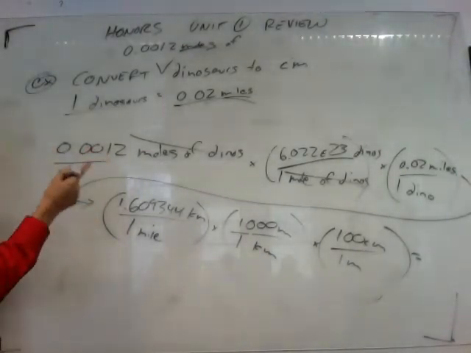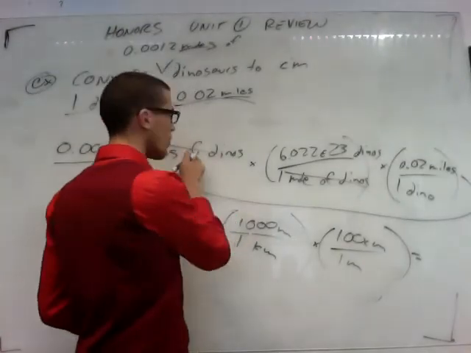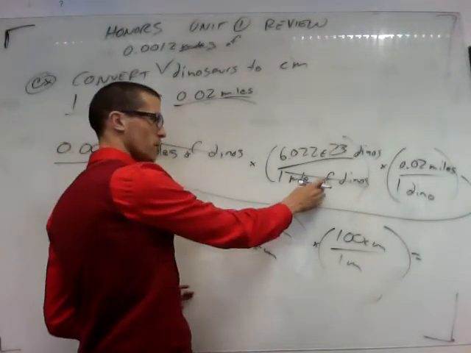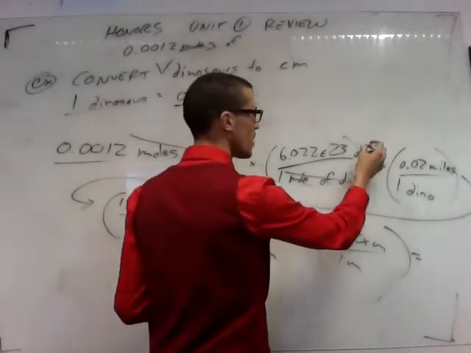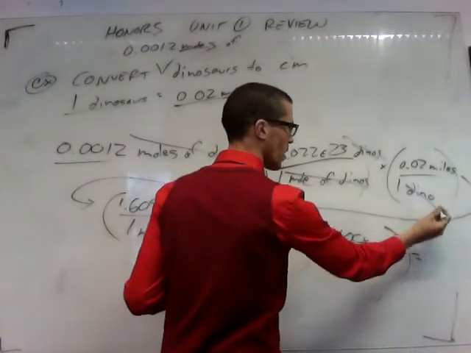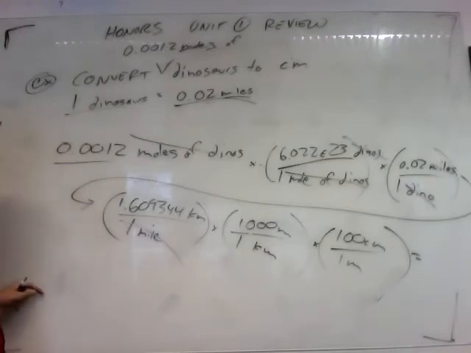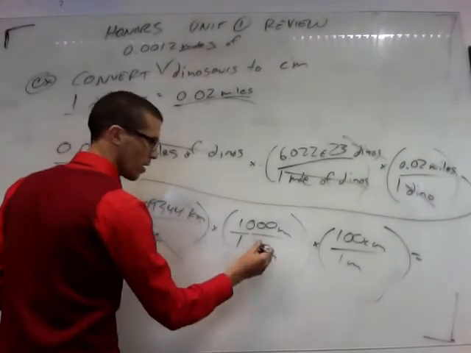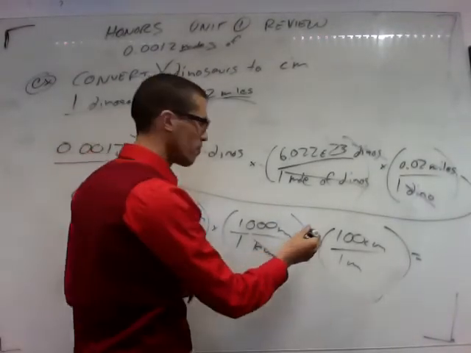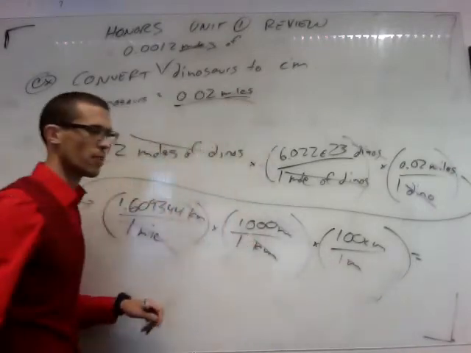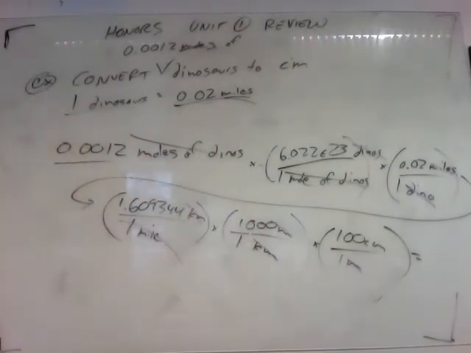Okay. Check out your units now. We've got moles of dinos on the top, moles of dinos on the bottom. They cross off, as I already did. Then we got dinos on the top, dinos on the bottom. They cross off. We've got miles on the top, mile on the bottom. They cross off. We've got kilometers at the top, kilometers at the bottom. They cross off. And we got meters, and they cross off. So now we have centimeters. That's how many dinos there are in centimeters. Great. That's it. That's the conversion.